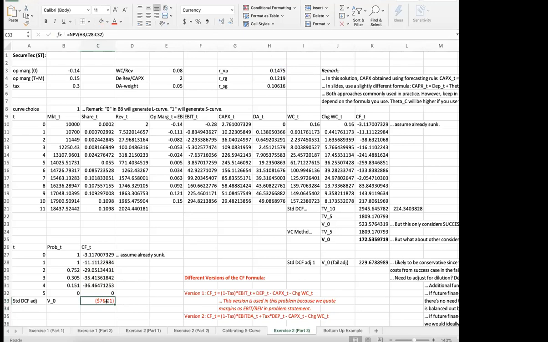So what have we established so far? If we knew that the company would eventually succeed, it would be worth 523 million. If we knew that the company would eventually fail, it would be worth minus 76 million. If we just take P, the probability of success, times this number, plus 1 minus P, the probability of failure, times this number, that would give us $229 million. So I do this calculation here. This is in my slides as well.